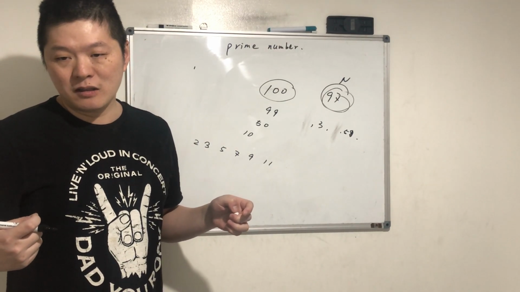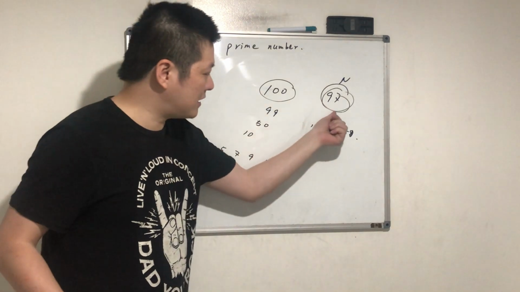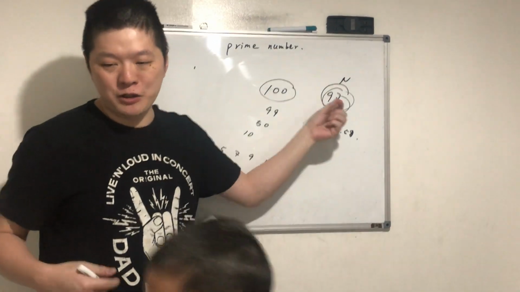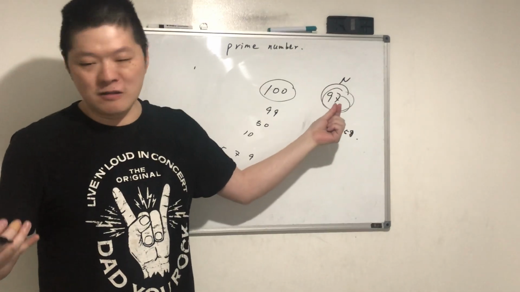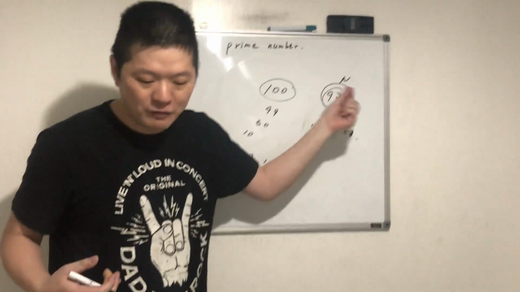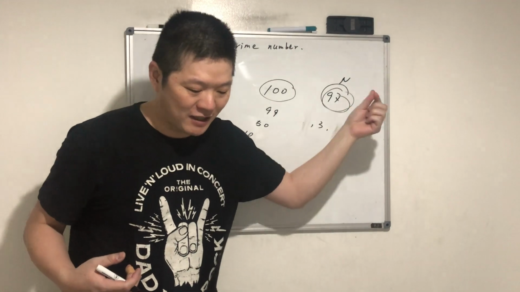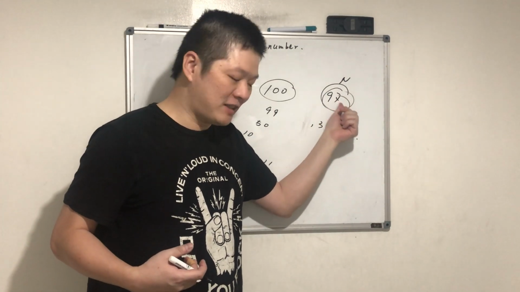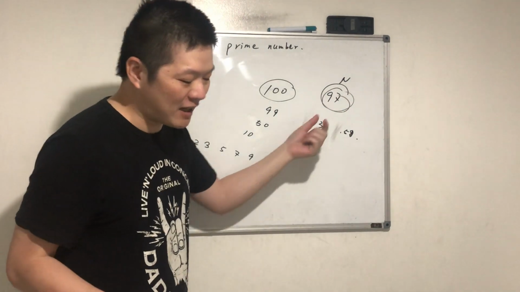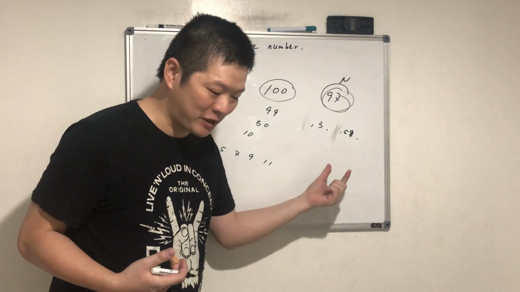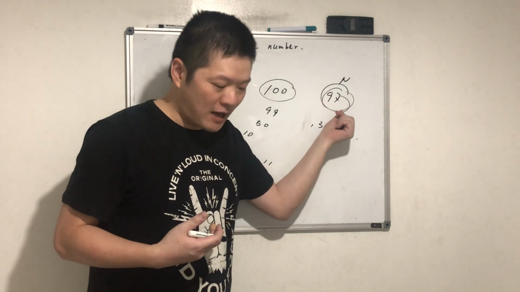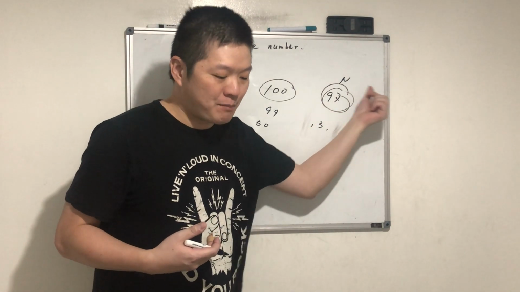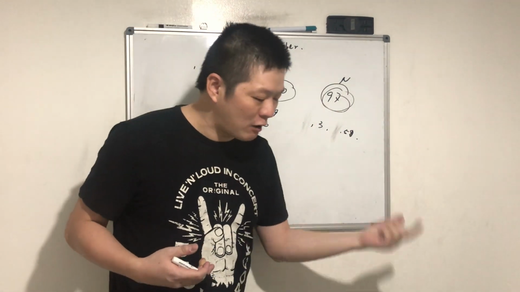I'm saying that this is number 97, so we need to check, if we don't know, right? We need to check the numbers 2, 3, 4, 5, 6, 7, 8, 9, 10, until 96. That's one solution, right? We check every number between 2 and n to see if it can be divided. If it can be divided, it's not a prime number, right? Does it make sense?